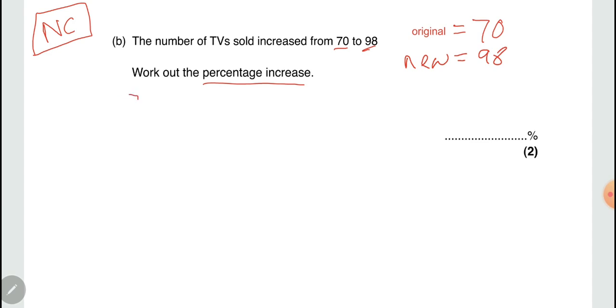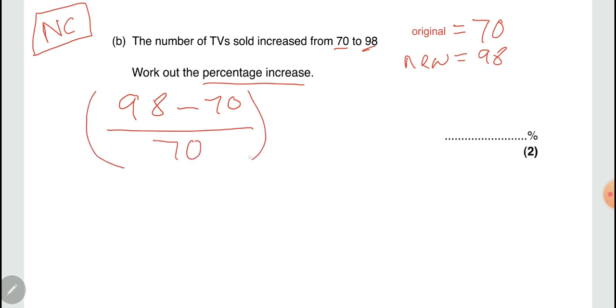Now to work out the percentage increase or the percentage change, we do the new, which was 98, take away the old, which was 70, the original, and we divide by the original, which was 70, and whatever the answer is, we times that by 100, and that will give us our answer.